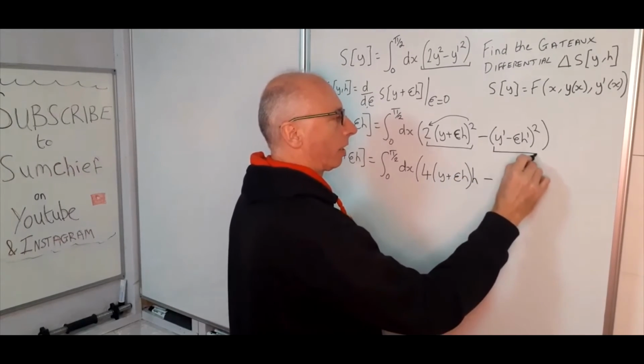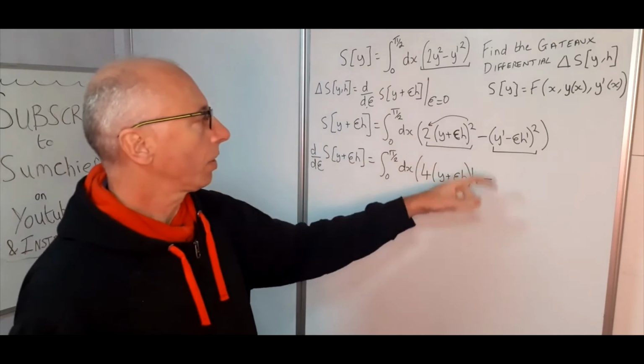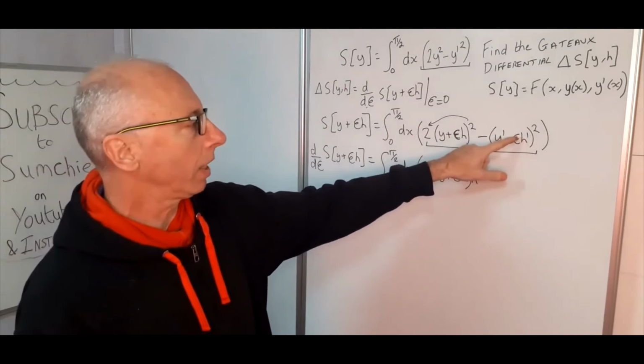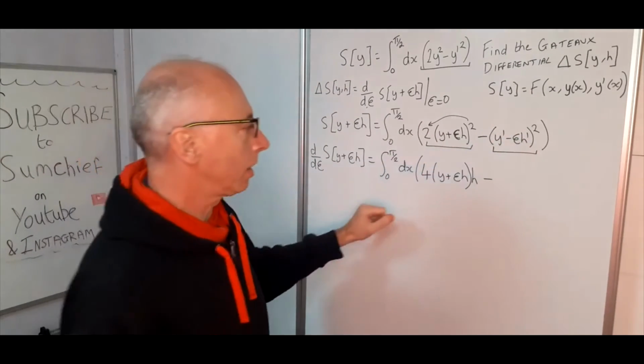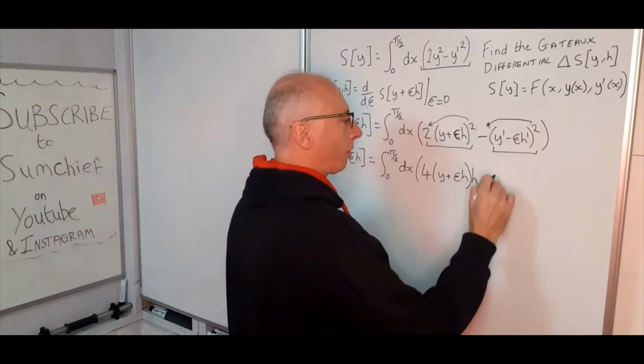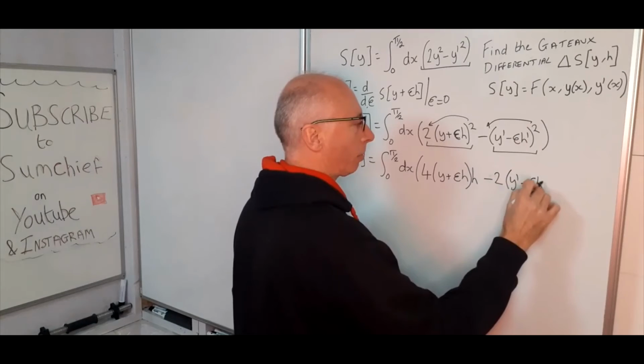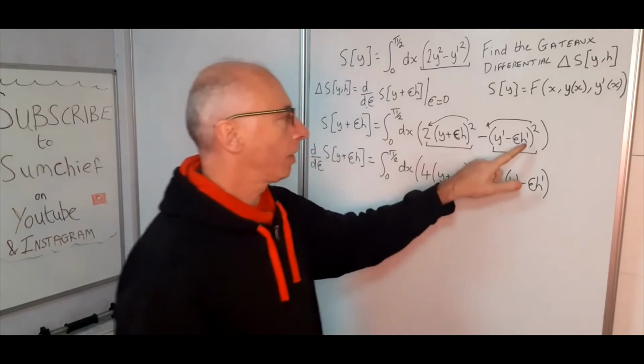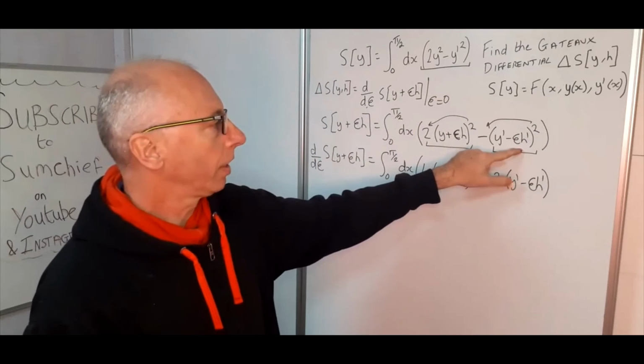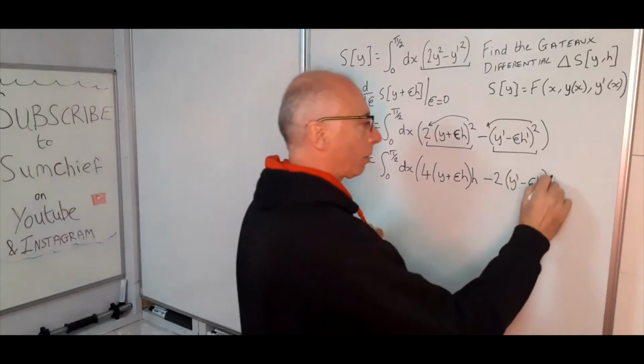Okay, so now let's deal with this one. So very similar as before, except we're now dealing with a y prime, but don't let that intimidate you. So bring the 2 out front, the y prime minus epsilon h prime, and then the derivative of epsilon h prime, which is just h prime.